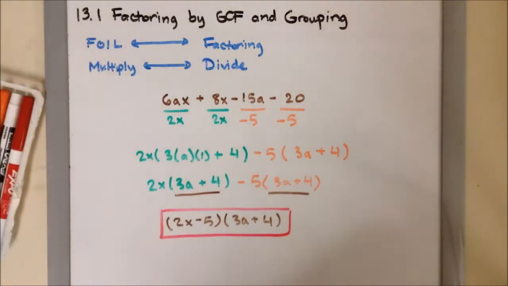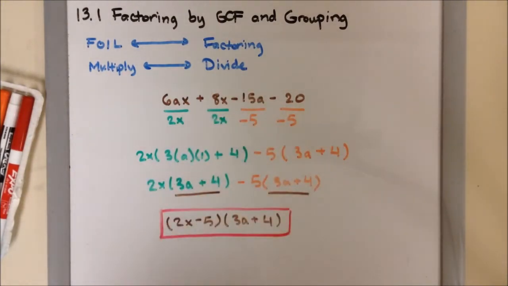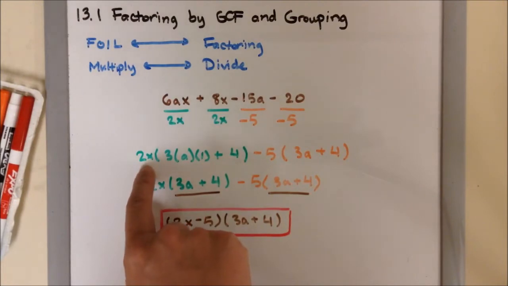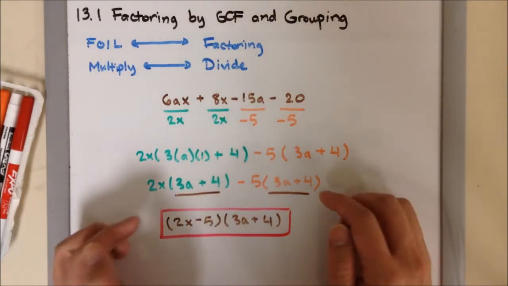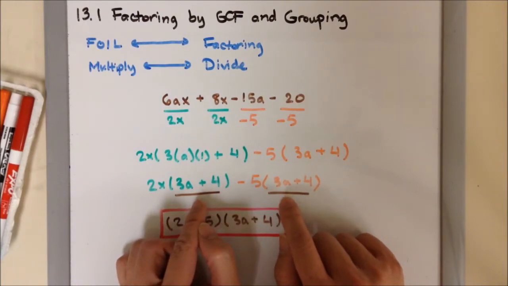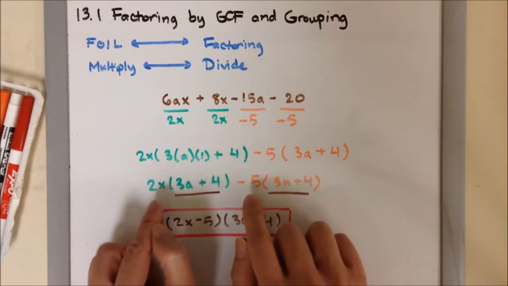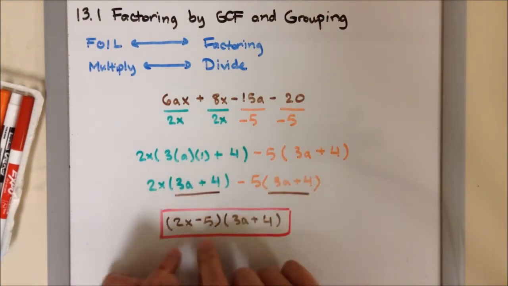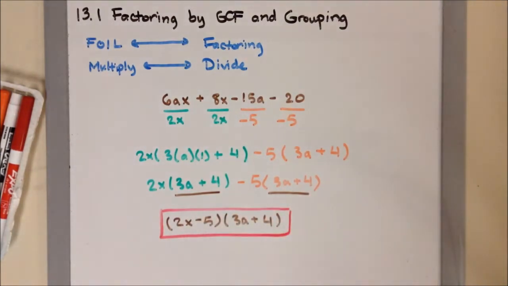So, to review factoring by grouping, we split the terms in half since there's an even amount. Left side, the GCF is 2x, right side the GCF is negative 5. After I finish taking out the GCF, I notice that both parentheses have the exact same term, 3a plus 4, so I put the GCFs, the 2x minus 5, into one group with parentheses, so 2x minus 5, and then the other group I just bring down and write out once, 3a plus 4. And that's our final answer.